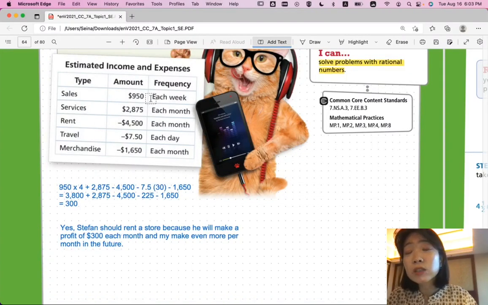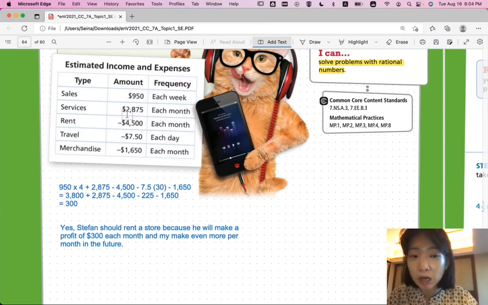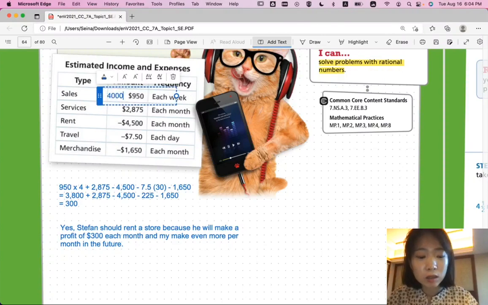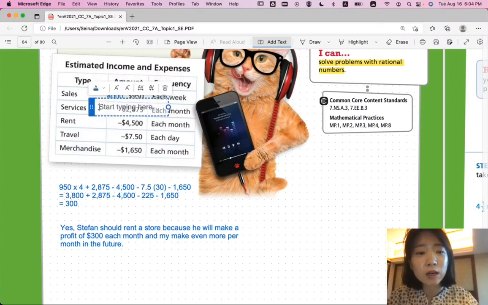So if you estimate $950 to $1,000 each week, it's going to be $4,000. And then estimate this as $3,000. So say this is an estimation, okay? $4,000 and that's $3,000.